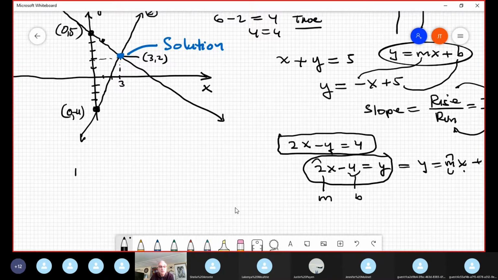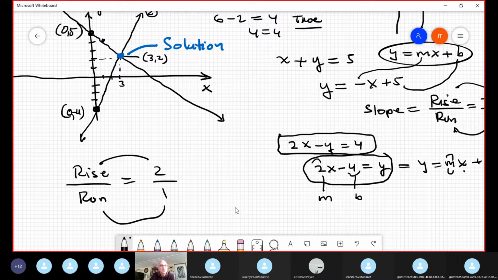Positive 2 means 2/1. Run is 1, rise is 2, positive. I move in 2, 1, 2, up. This is rise. And 1 to the right. And we get the second point, and we connect both points with the line. Clear? Clear? Yes, Professor. Exactly.